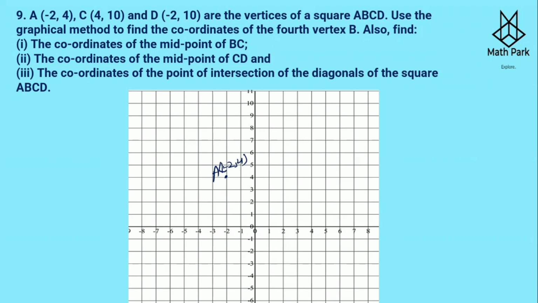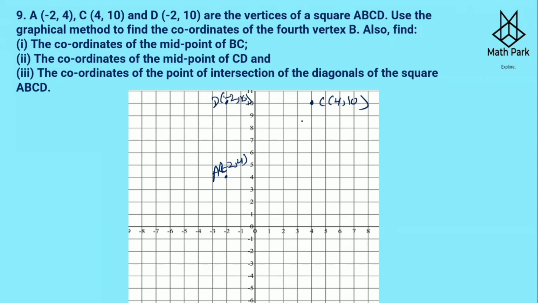Then the next point is C (4, 10). So 4 on x and 10 on y. So this is your C (4, 10). And D (-2, 10). So x coordinate -2 and y coordinate 10. So this is your D (-2, 10).